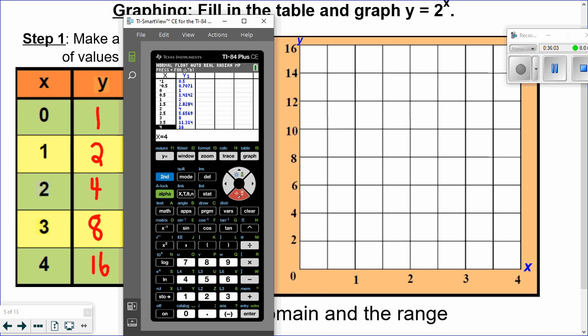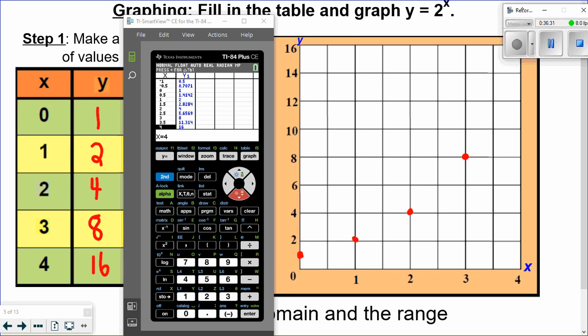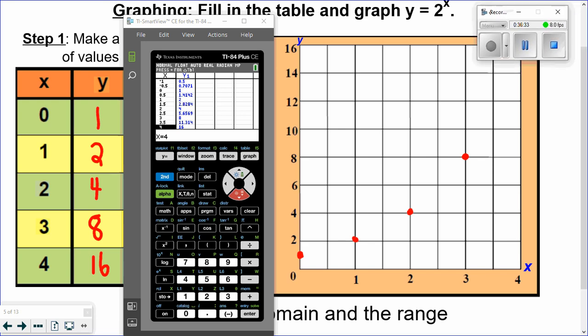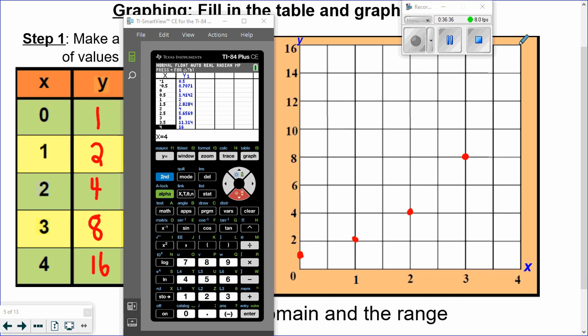So we're going to start with 0, 1. 0, 1 is right there. And then we're going to have 1, 2. 1, 2 is right here. And then 2, 4. 2, 4 is right here. This is fun. 3, 8. 3, 8 is right here. And then finally 4, 16. 4, 16 is right up there. So this is an exponential function.